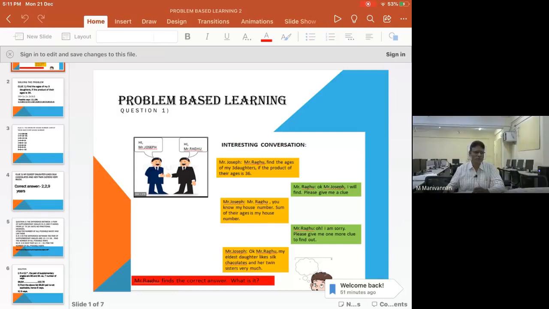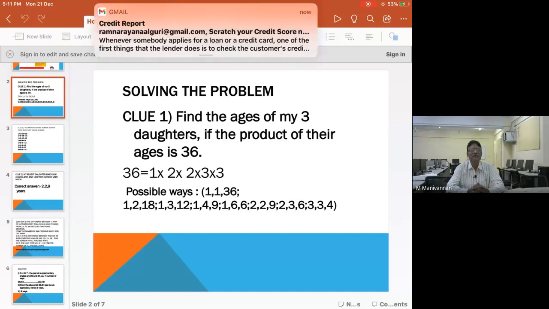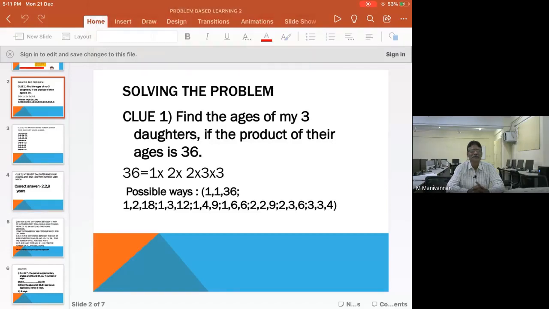Solution. The first clue is finding the ages of 3 daughters if the product of their ages is 36. So we have to do the factorization. What are the possible ways the product of 3 numbers is 36? 1 1 36, 1 2 18, 1 3 12, 1 4 9, 1 6 6, 2 2 9, 2 3 6, and 3 3 4. So many answers are there. That's why he is not able to find out their ages, so he asked for one more clue.